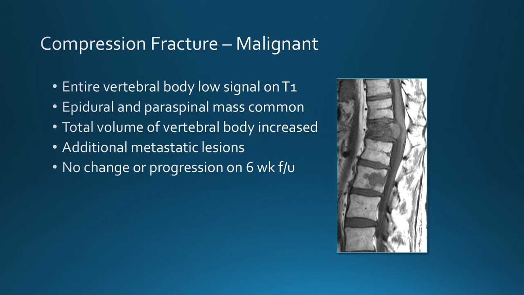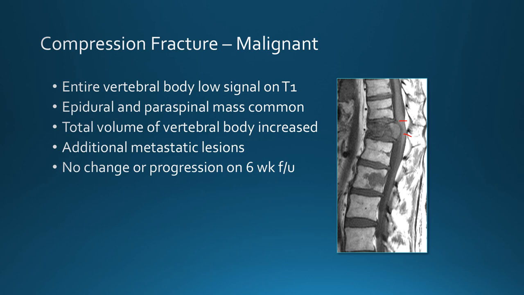Malignant compression fracture, generally the entire vertebral body is going to be low signal on T1 by the time it fractures. Frequently we see epidural and paraspinal soft tissue masses, often with a posterior bulging appearance. Since the tumor increases the total volume of the vertebra, it's filled with tumor cells, when it compresses, it's going to squeeze out into the epidural and prevertebral soft tissues.